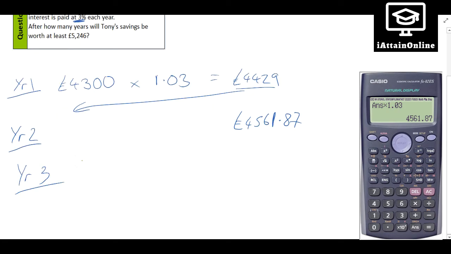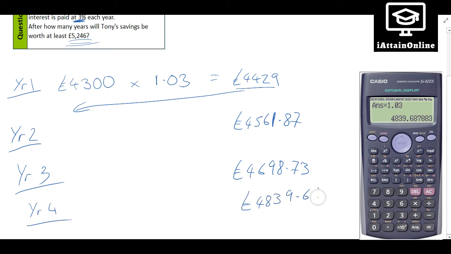Now remember, we're looking for the first year where he has a minimum of 5,246. So now every time you press equals, that's going to give you how much he has at the end of the next year. So at the end of year 3, he has £4,698.73, and then we press it again for the end of year 4, £4,839.69, and then year 5.